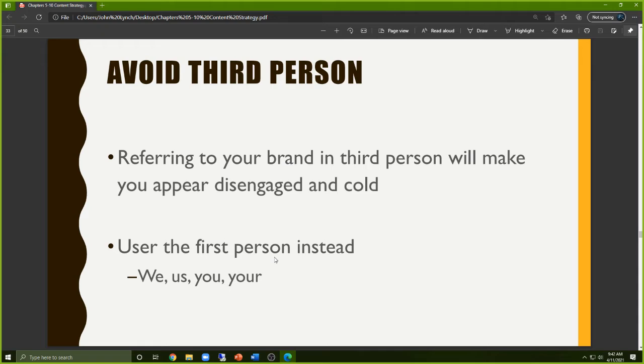Cool. Here is a really important thing that I want to make sure everyone is familiar with. And you might have heard this before as well. But you are your brand.